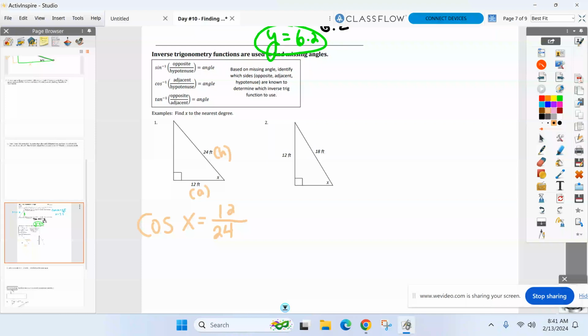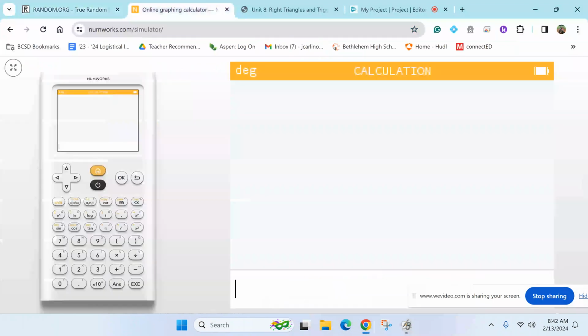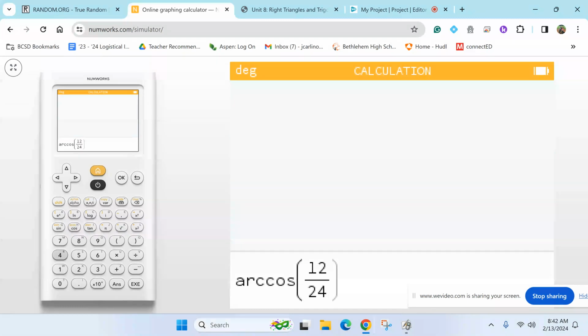Here's what we're going to figure out on the calculator. What angle has a cosine ratio of 12 over 24? Your calculator knows. So how do you ask your calculator that? Go back to your cosine button. Do you see what's above it in yellow? The arc cosine. That's how you find the angle measure. Shift, cosine, and this thing called arc cosine comes up. Then plug in your ratio, 12 over 24.